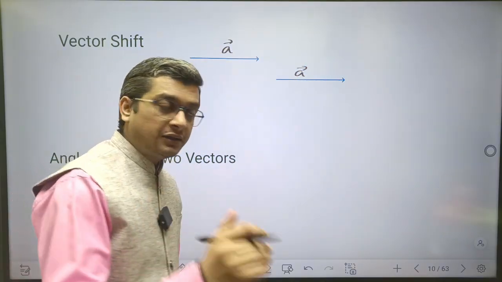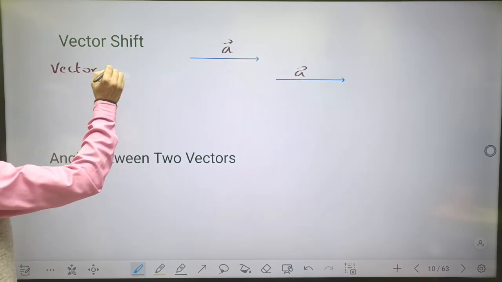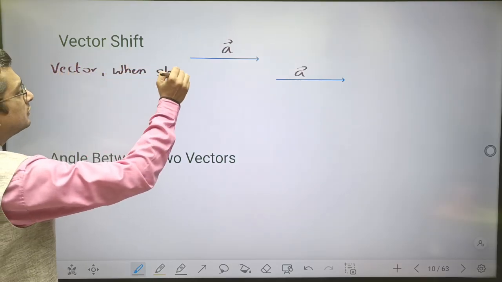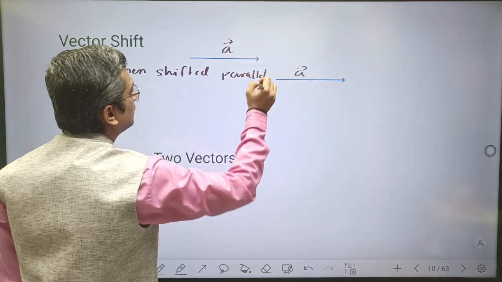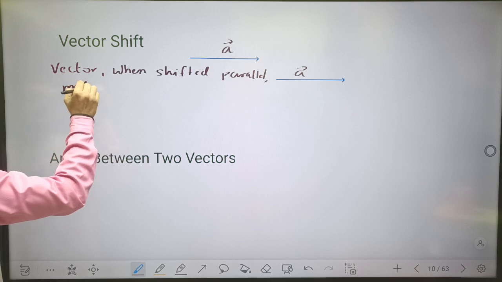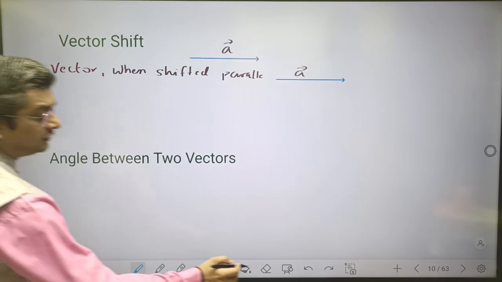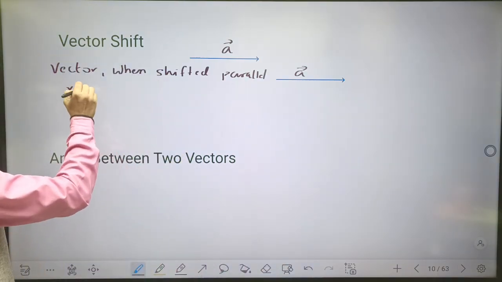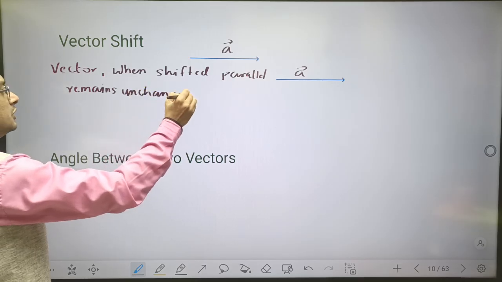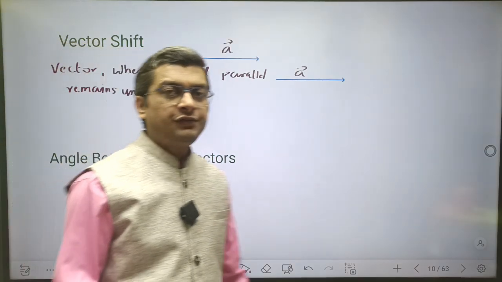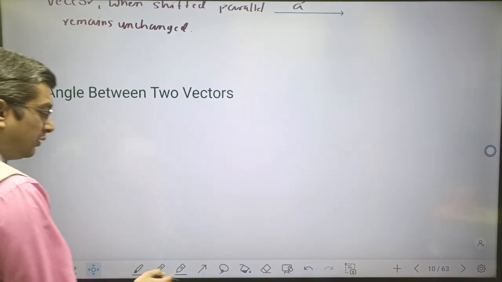Are you getting? So the key point is any vector when shifted parallelly makes no change, or you can say remains unchanged, isn't it? Any vector, if you shift it parallelly, it will remain unchanged. This is the logic. Angle between two vectors.